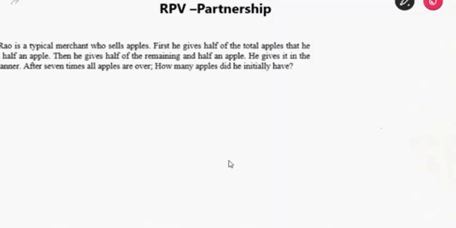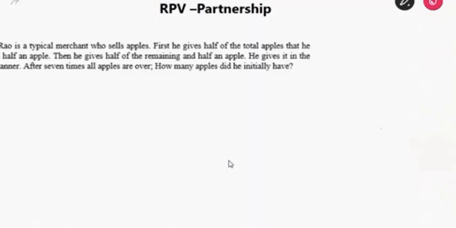Rangarao is a typical merchant who sells apples. First he gives half of the total apples that he has and half an apple. Then he gives half of the remaining and half an apple. He gives it in the same manner. After 7 times, all apples are over. How many apples did he initially have is the question.